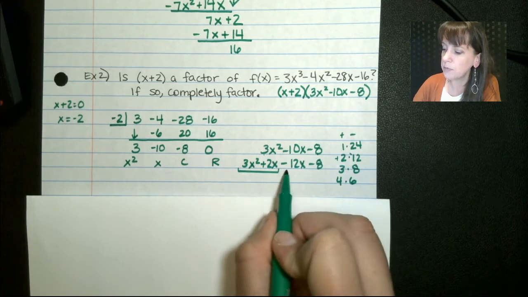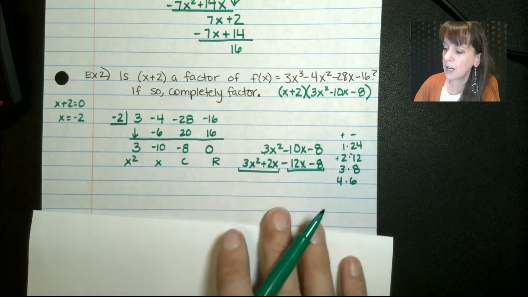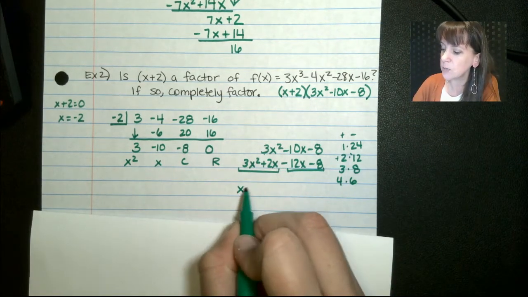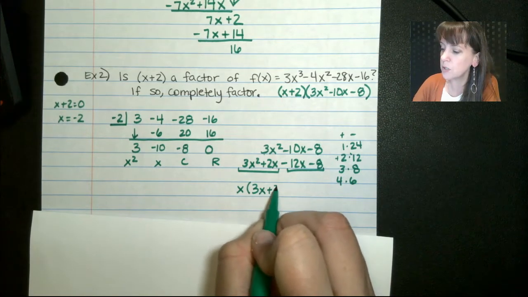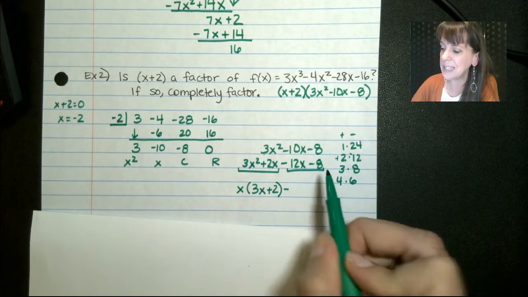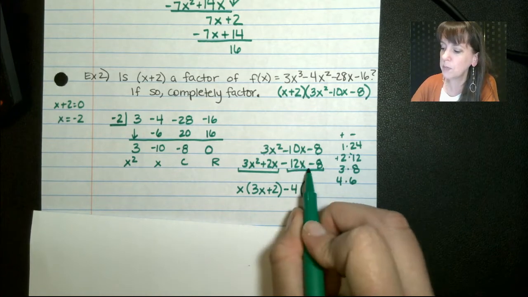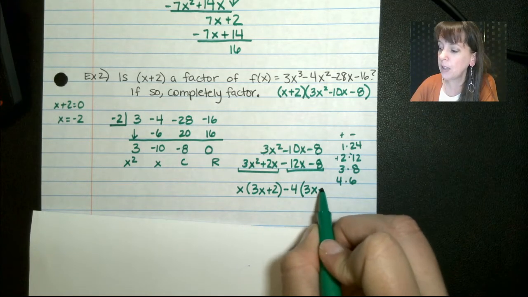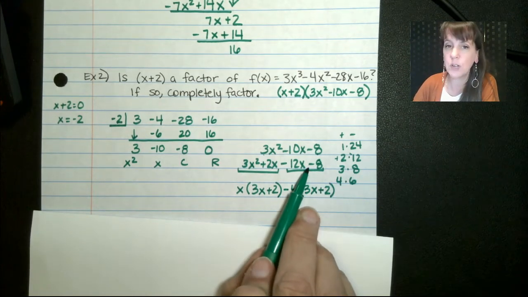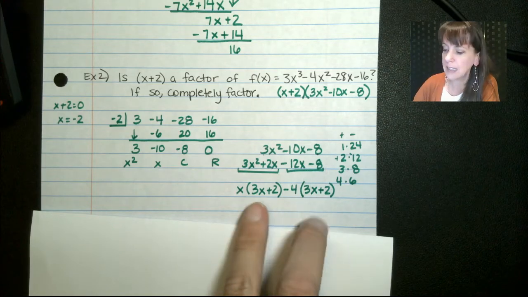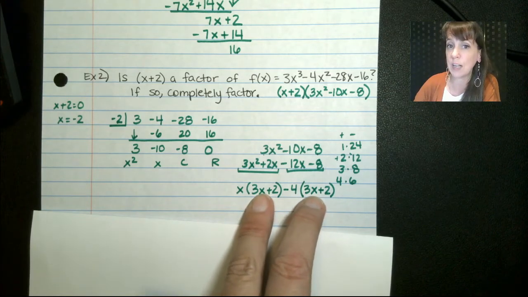Now we are ready to factor by grouping. What can I take from this first one? I can take out an x, which leaves me with 3x plus 2, bring down my sign. What can I take out of here? A 4, which leaves me with 3x plus 2. Do not get tricked by that. Do not just bring your negative down, because these two things have to be exactly alike. If they are, you've done it correctly.